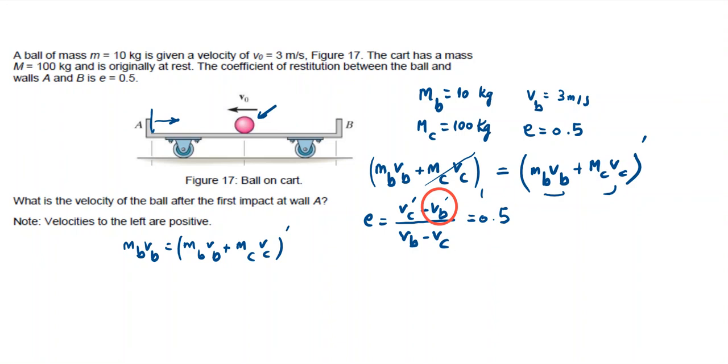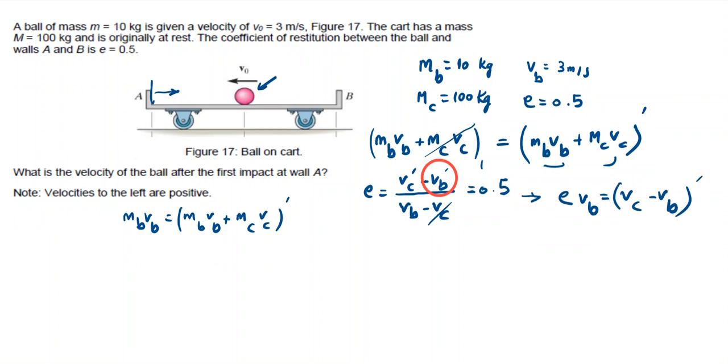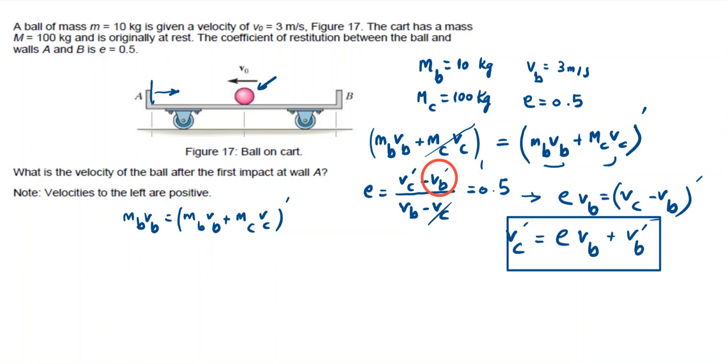So let's get back here. We know that the velocity of the cart is just zero at the beginning. So I would rearrange this one: E VB is equal to VC prime minus VB prime. And the velocity of the cart after the impact is equal to E VB plus VB prime. So now that is easy.